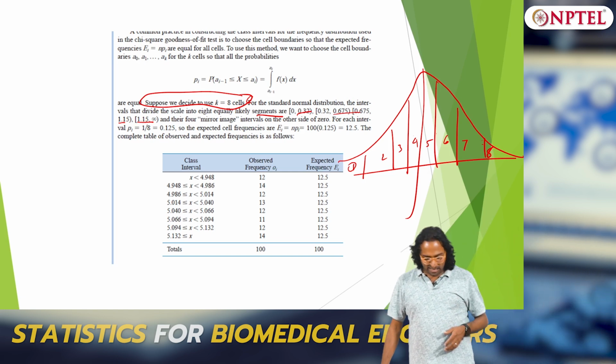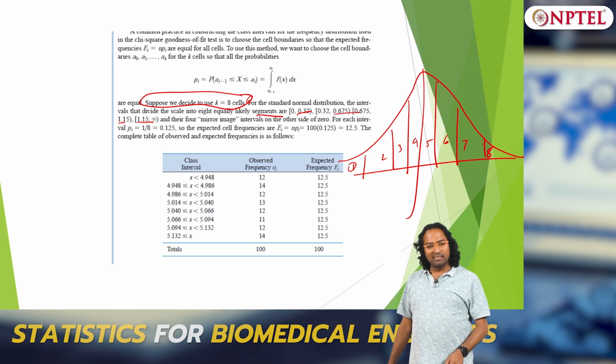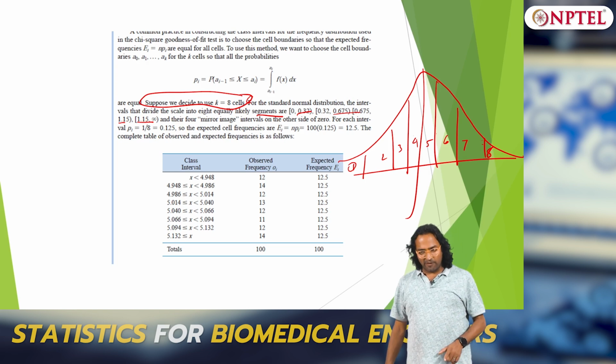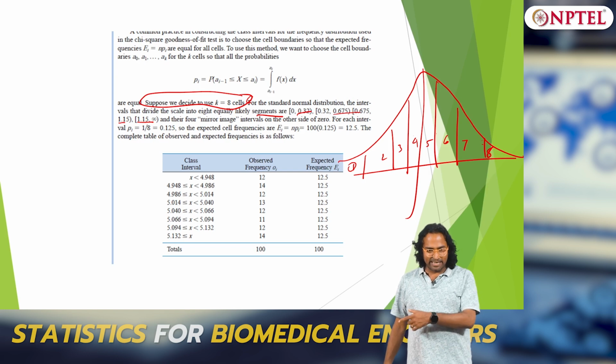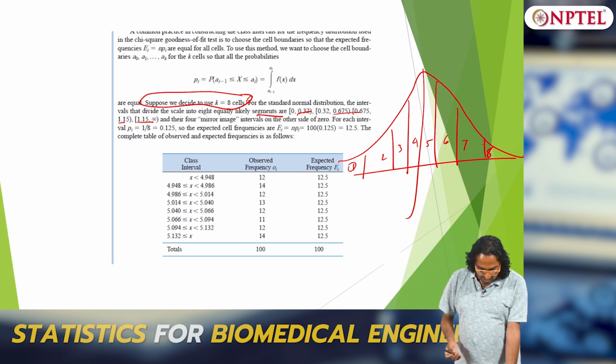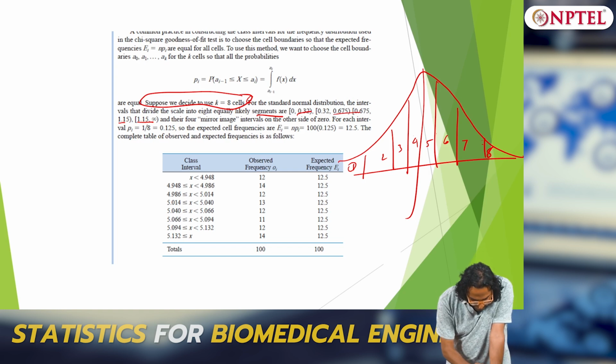So what is the idea? The observed in this should be equal to the expected. You are going to look at the observed minus expected, the whole square. That is what you are going to do for fitness. So I am first doing the theoretical. Now I have divided into 8 equal intervals. For each interval the probability value is what? 1 over 8. So what is the expected value?